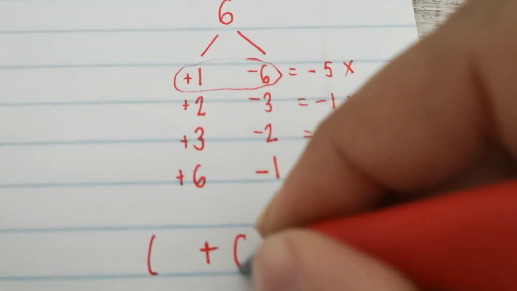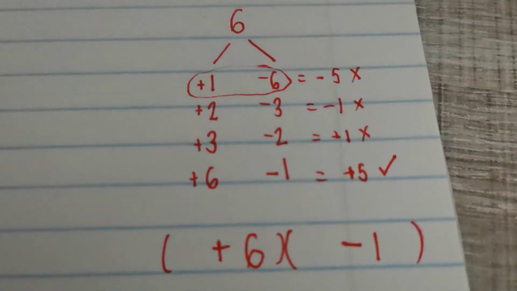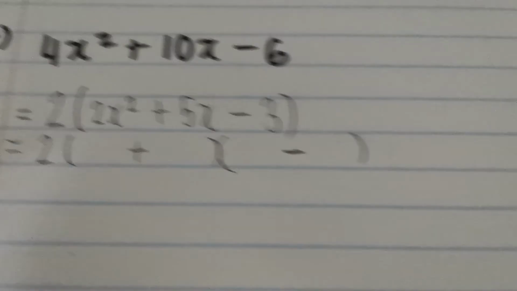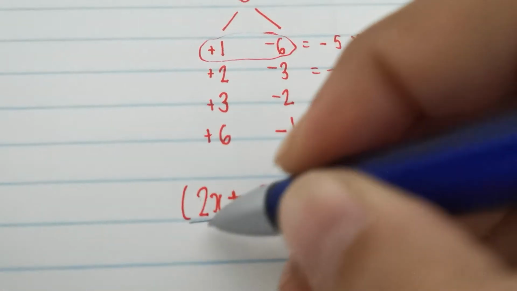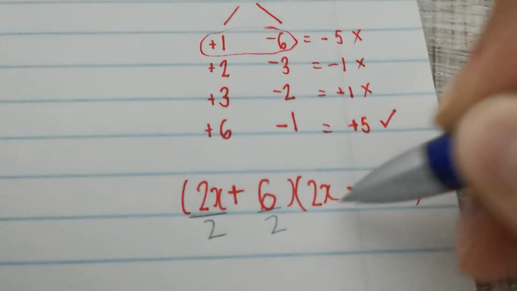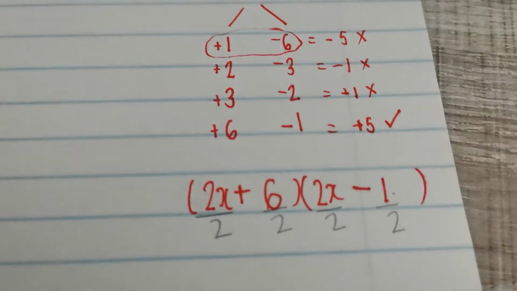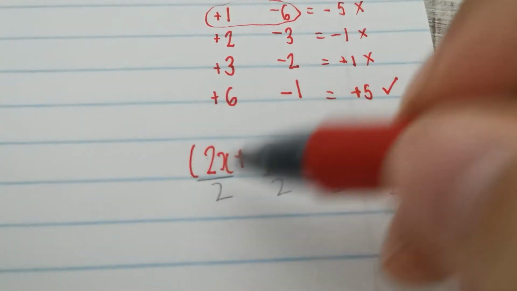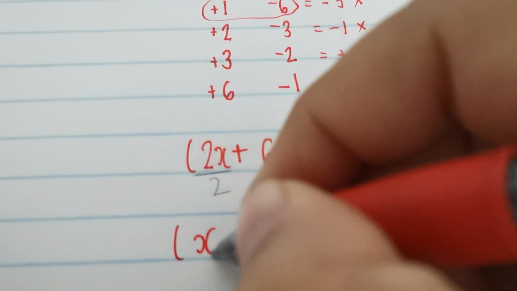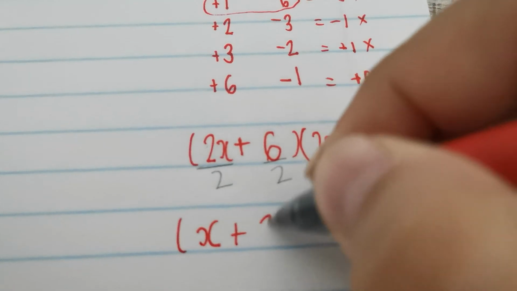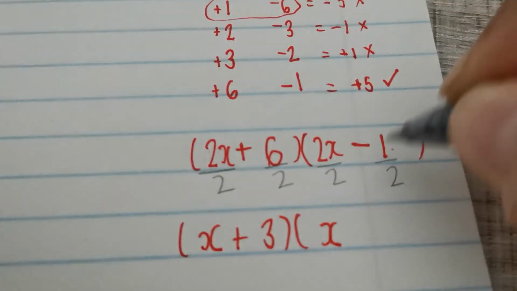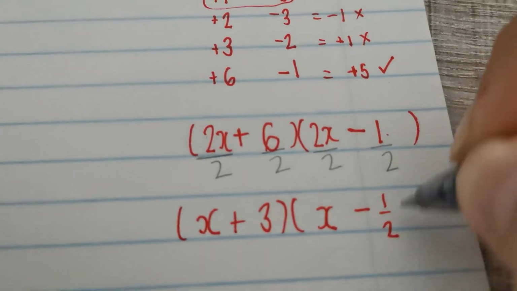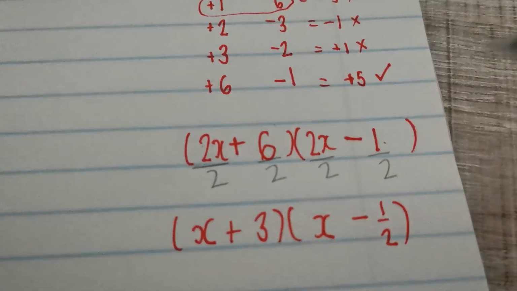So plus 6 minus 1. We copy this 2x part over there. 2x, 2x. Let's do our dividing part. 2 and 2 cancel out, leaving me with x. 6 divided by 2 is 3. This one, 2 and 2 cancel out, leaving me with x. This gives me -1/2. We just don't want a fraction in our bracket.